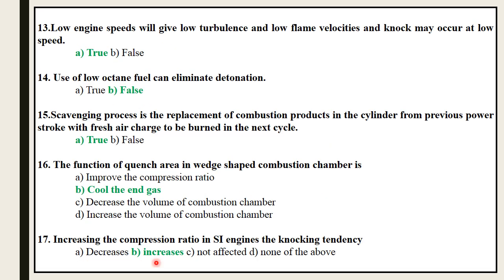Next, low engine speeds will give low turbulence. Low engine speed will give low turbulence and low flame velocities, and knock may occur at low speed. So whether this statement is true or false: the statement is true. Low engine speeds will give low turbulence and low flame velocities, and knock may occur at low speed.